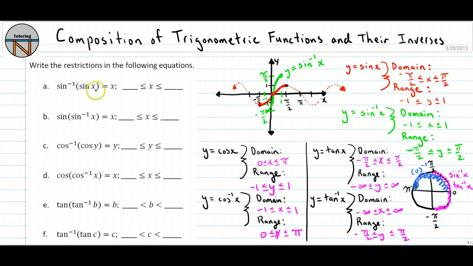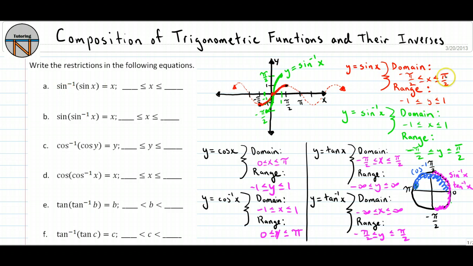So here's what we need to think about. If we were evaluating the sine of x, right, and we're plugging an angle into there, we're going to get a number out. So what does that actually mean? Well, think about it. The input to sine, right, we said would be angles from negative pi over 2 to positive pi over 2. And the output would be a value of y from negative 1 to 1. But remember, the output for this sine of x is the input for sine inverse.